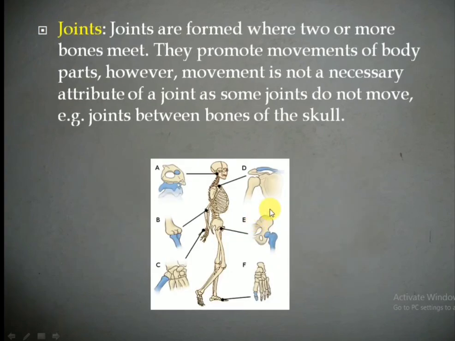So we will see about the joints. Joints are formed when two or more bones meet, right? In that condition the joints are formed. It helps in the movement of the body. Movement is not a necessary part of the joint because some joints will not move inside the human body, for example the joints between the bones of the skull. Here are some of the joints you can see in the image.